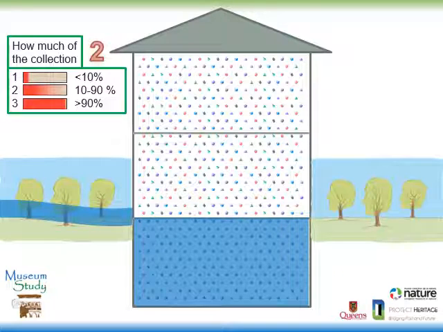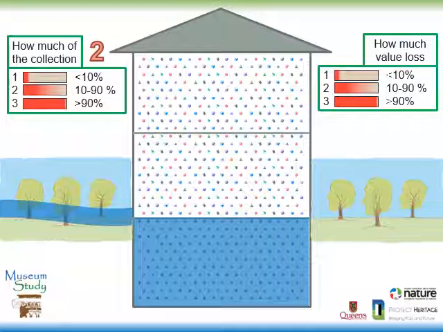So let's call how much of the collection would be a 2. Now, how much value loss would there be? Now, this might be a little bit more tough, because certainly it's going to be different whether this collection of shapes are actually stone carvings as one extreme, or perhaps paper mache carvings or objects as another extreme. Those are going to be really big differences.